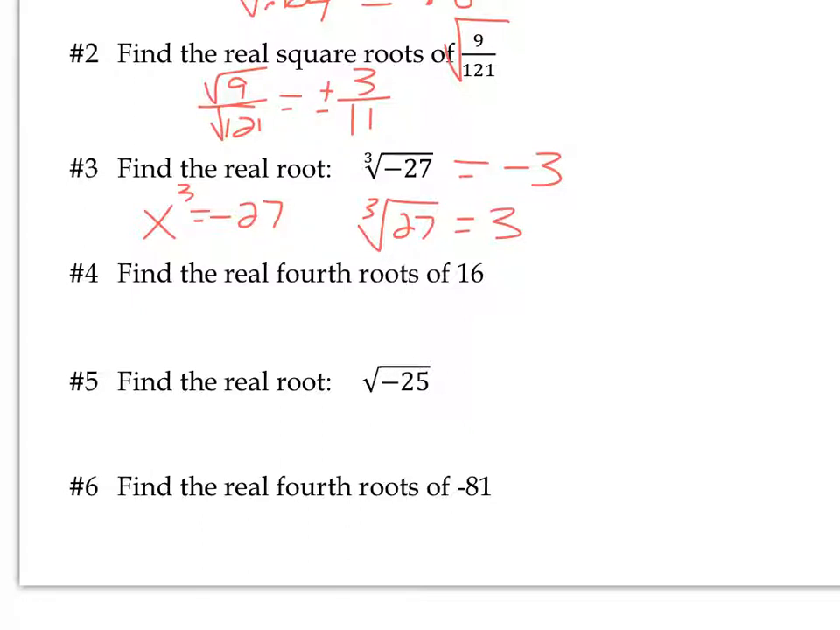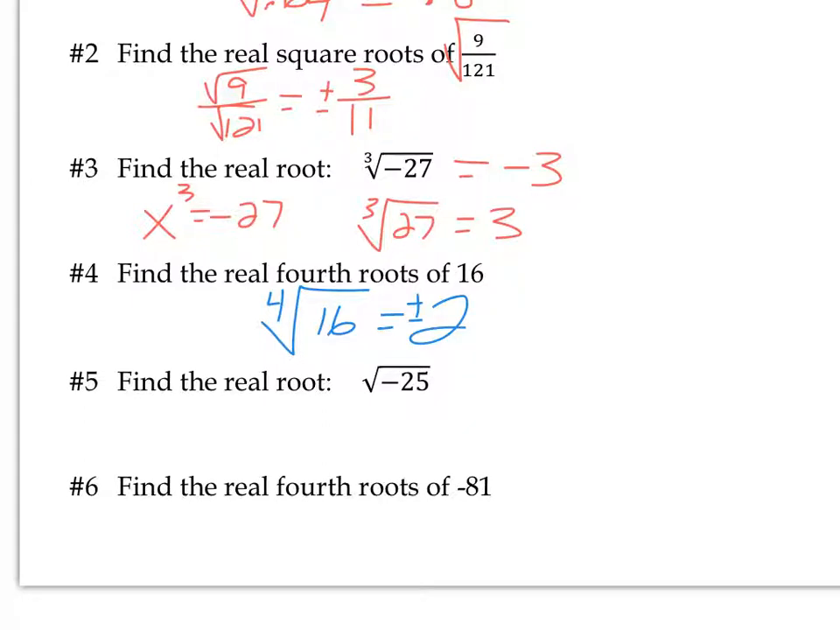Okay, so the next question says find the real fourth roots. So fourth roots, that's an even root. So that's where we're going to have our plus or minus of 16. So we're going to find the fourth roots of 16. So the fourth root of 16. We need something times itself 4 times that gives us 16. That'd be 2. 2 times 2 is 4, times 2 is 8, times 2 again is 16. And here we'd have a plus or minus. So plus or minus 2 would be the fourth root of 16.